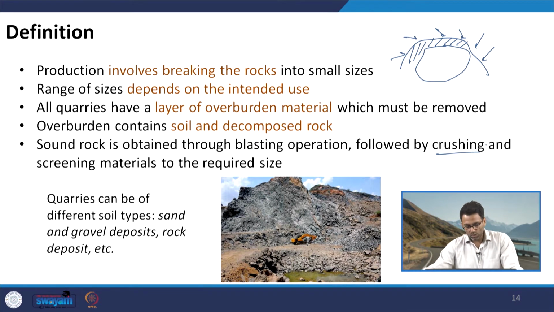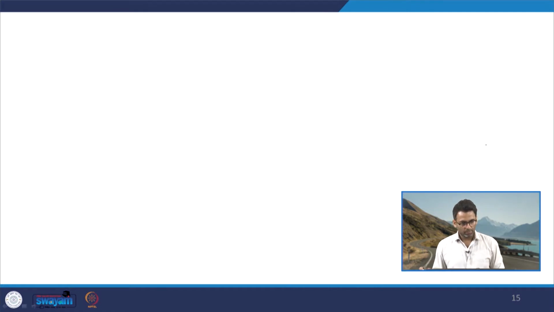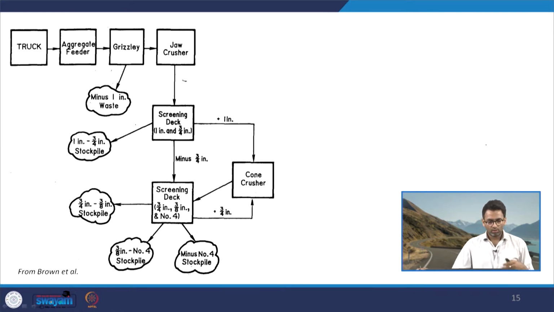Of course, this is just one example, and quarries can be of different types. We can have a sand and gravel deposit quarry, we can have a rock deposit quarry, and so on. So, quarries can also be variable, and all the quarries will have their own form of rock or soil material which will be used for construction. This is a simple flow chart explaining the process of quarrying and crushing and then further screening the aggregate particles.